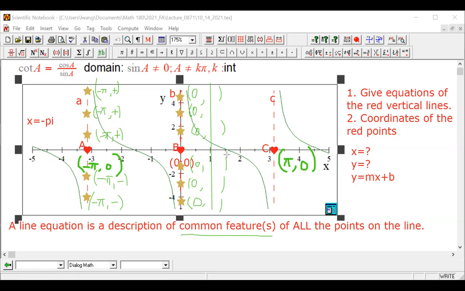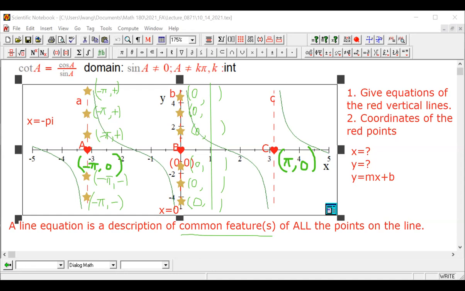Because from another perspective, an equation is seen as a constraint. You have to be here. When you don't have to be here, you're free. So that common feature, like Kelly just described, is x equals 0. This vertical line, which is also the y-axis, has the equation x equals 0. So the line equation of the y-axis is x equals 0. Do you guys follow me?